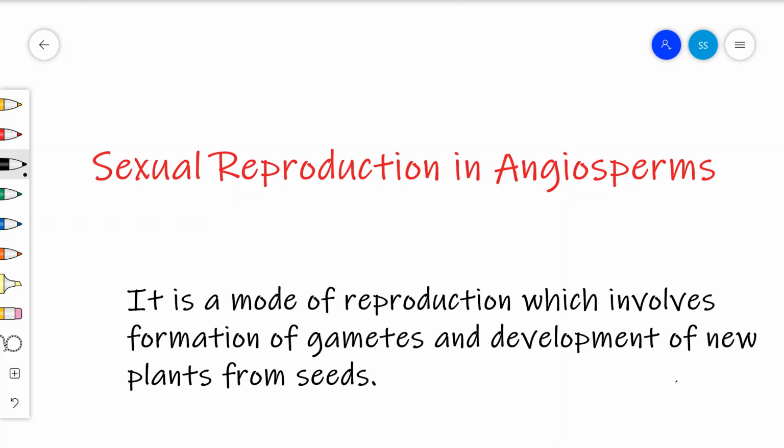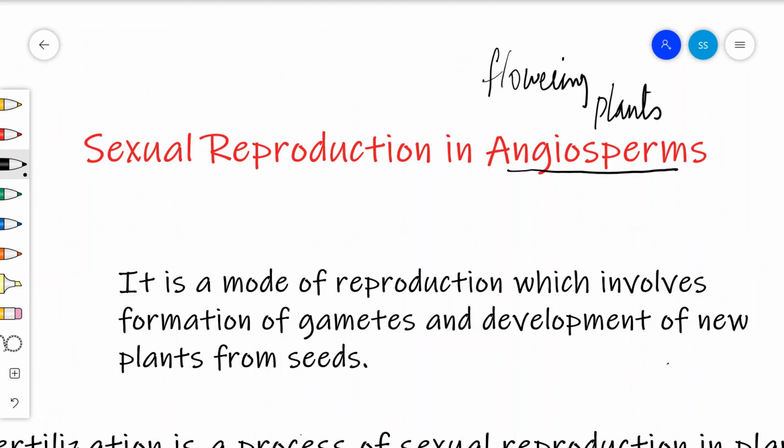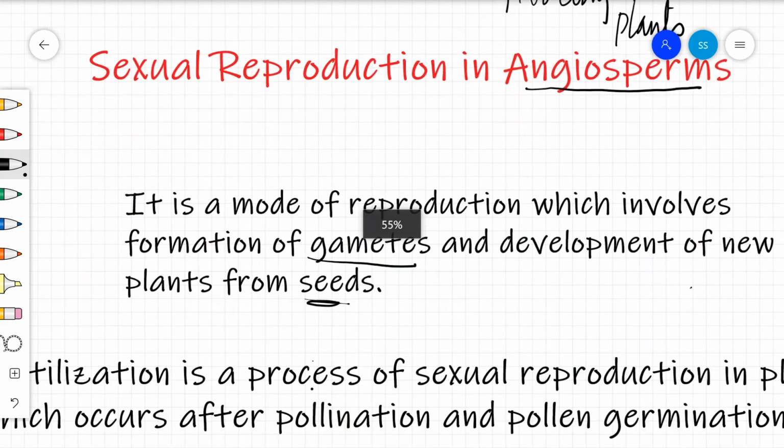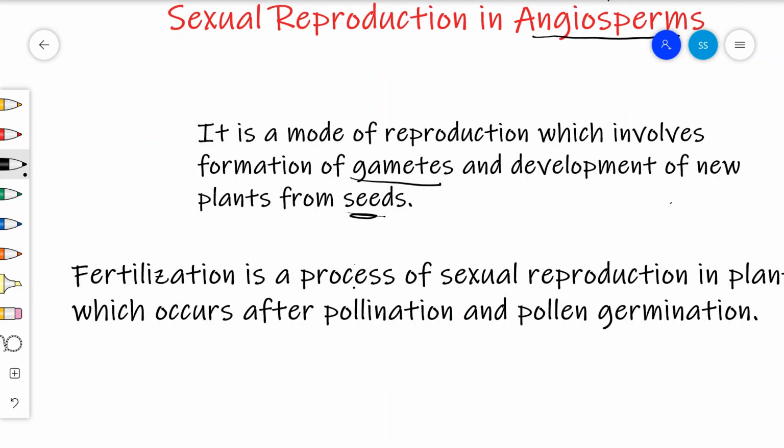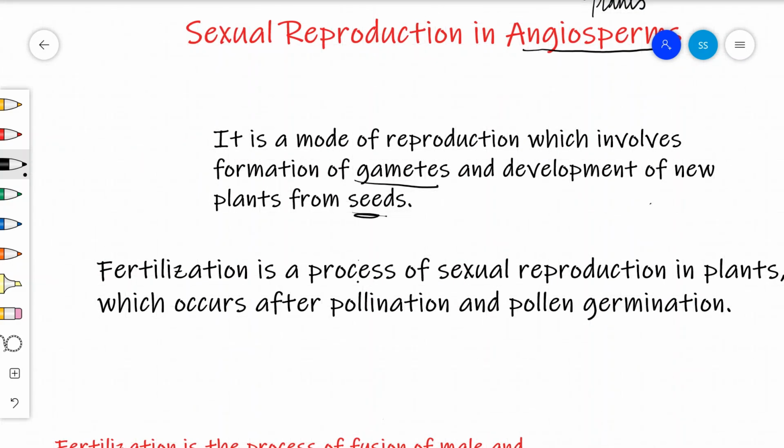Hello everyone, we are going to learn about sexual reproduction in angiosperms. Angiosperms are the flowering plants. Sexual reproduction is a mode of reproduction which involves formation of gametes and development of new plants from seeds. For the process of sexual reproduction, fertilization is required. Fertilization is a process of sexual reproduction in plants which occurs after pollination and pollen germination.